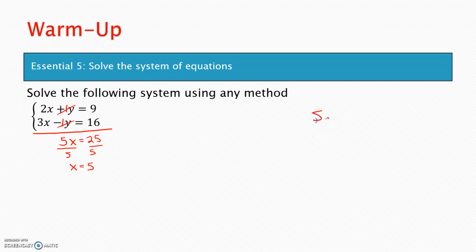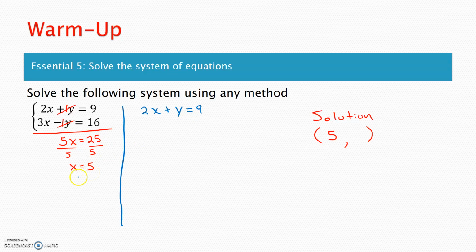And again, my solution should be, in this case, what did I find? I found x. I better put that in the x spot. So now what I have to do is find the value of y. That takes me back to the original problems. Which do I want to use? I'm going to go with the top one. 2x plus that 1y, or simply y, is equal to 9.